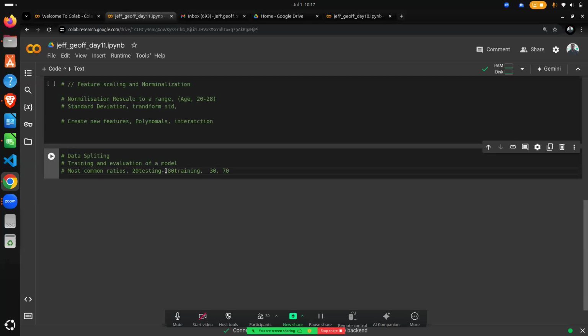Is that okay? And in most cases, you need to use what we call scikit-learn so that you can implement that training. So always you need to import scikit-learn, which will help to split your data.